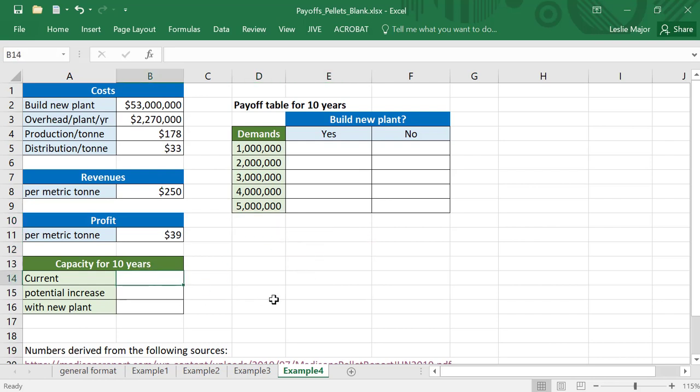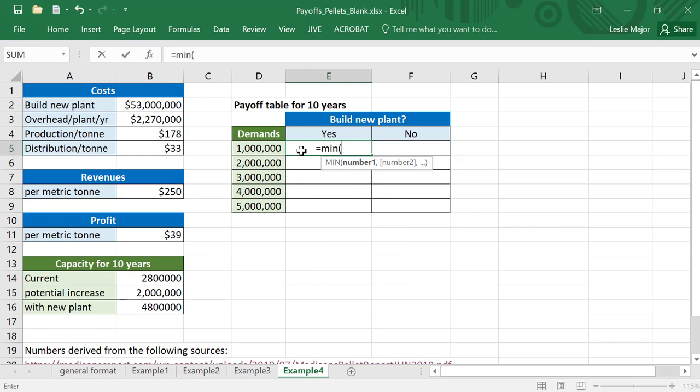Okay, and then our capacity is just going to be the 280,000 times 10. Again, we're going to assume that we just have constant capacity each year. And so overall capacity over the 10 years is going to be 4.8 million metric tons of pellets that we can produce between the two plants if we have that new one. So let's have a look here at our payoff table and building this up.